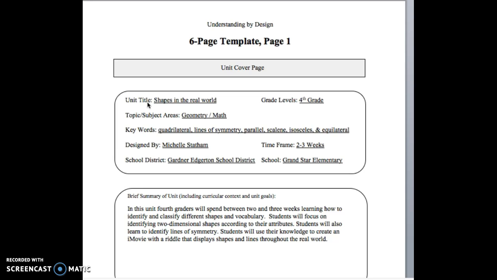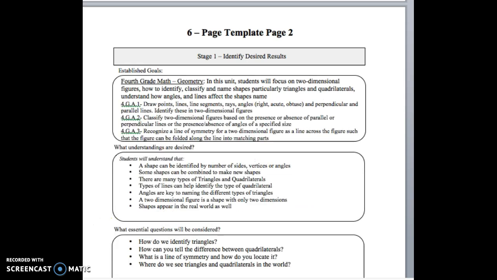In the end, students will use their knowledge to create an iMovie with a riddle that displays the shapes and lines that they have found throughout the school and the real world. The goals I have used for my unit are the 4th grade math geometry standards.